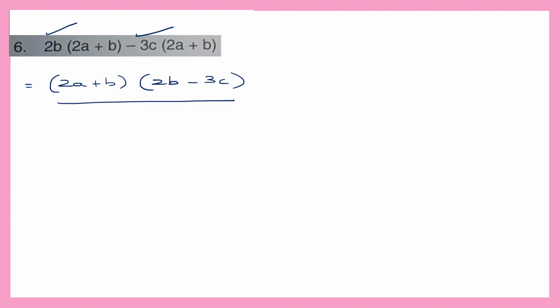Question 6. 2b into 2a plus b, minus 3c into 2a plus b. Again, you can see that 2a plus b is common. So we can write that as, take out the common factor 2a plus b, and what is left is 2b minus 3c. So we've got the factors here. This is our answer. So we will stop with this for now, children.